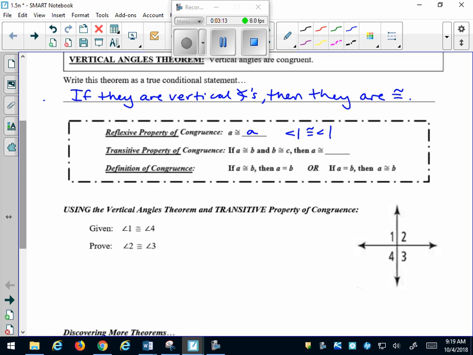We also talked about the transitive property of equality, right? If A equals B and B equals C, then A equals C. Well, there's a transitive property of congruence. It works with congruence as well. So if A is congruent to B and B is congruent to C, then A is congruent to C. Definition of congruence. We've learned this one already. If A is congruent to B, then A equals B, and vice versa. If A equals B, then A is congruent to B. This shows up in proofs when we're trying to turn a congruence into an equals.